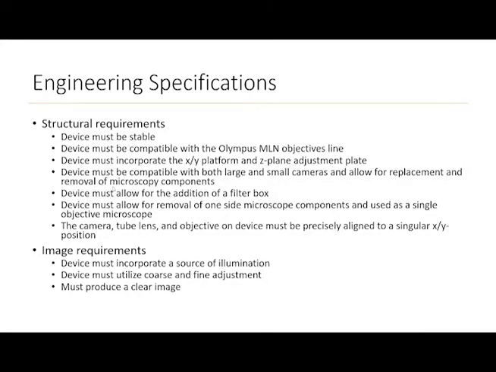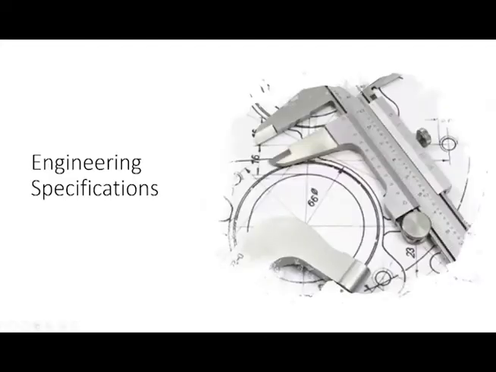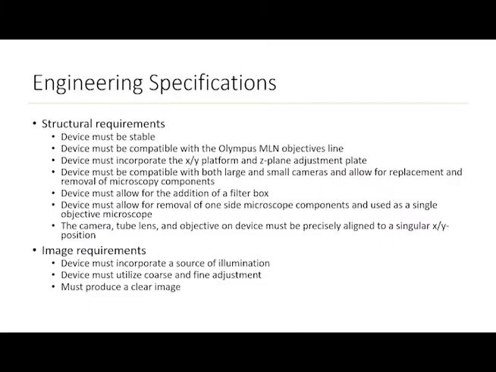The engineering specifications report had 10 requirements for the dual objective microscope. These requirements were broken into structural and image requirements. The first of the structural was the device must be stable, which meant that it had to be able to withstand bumps and small disturbances. The second was the device must be compatible with the Olympus MLN objectives line. The third was the device must incorporate the XY platform and the Z-plane adjustment plate.